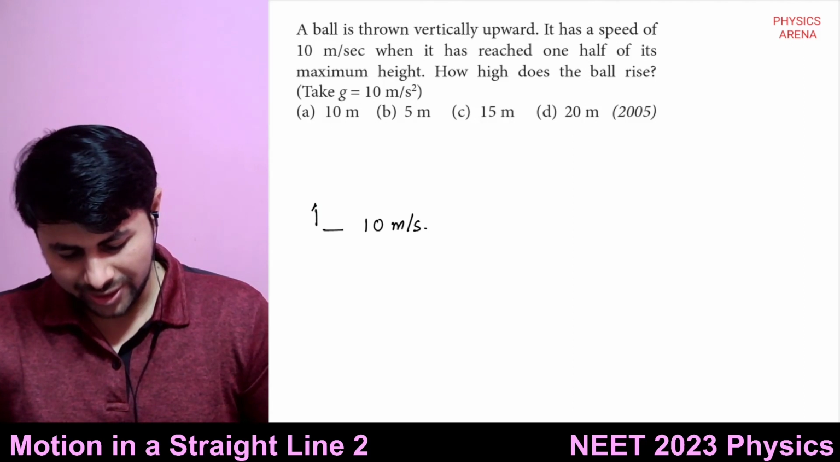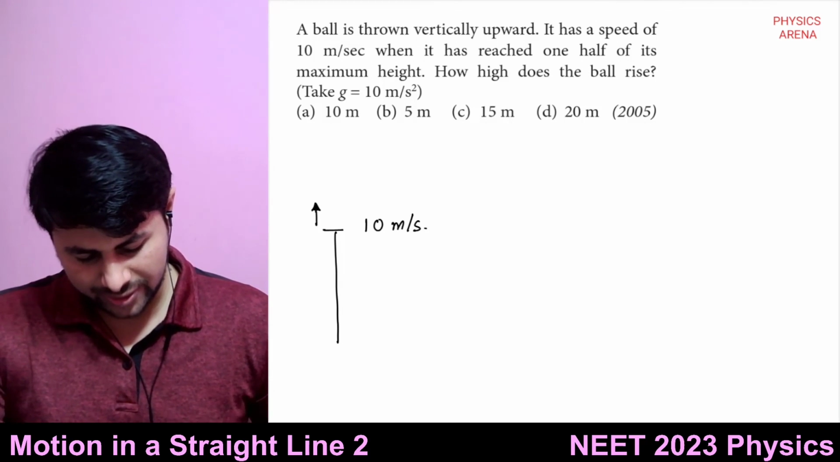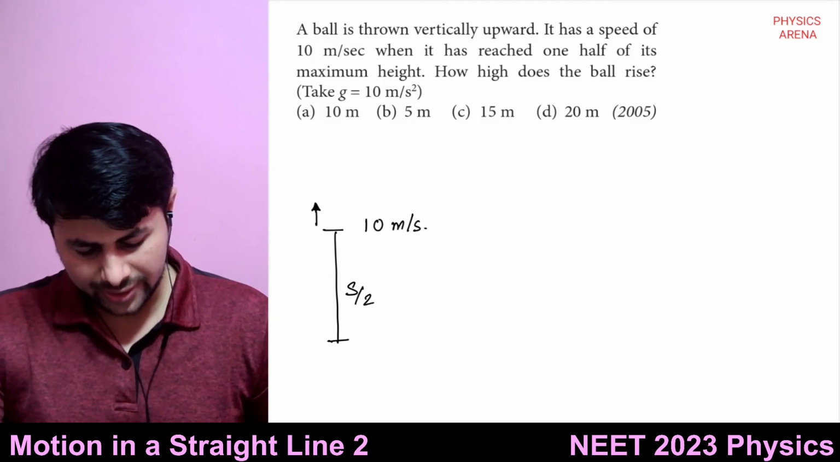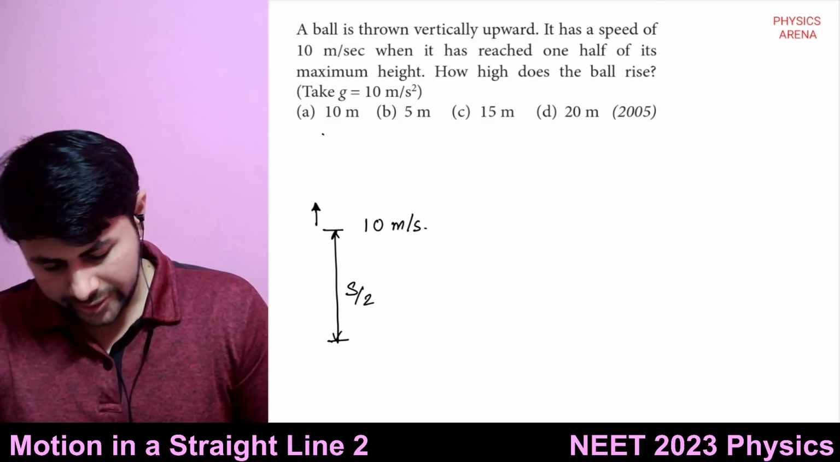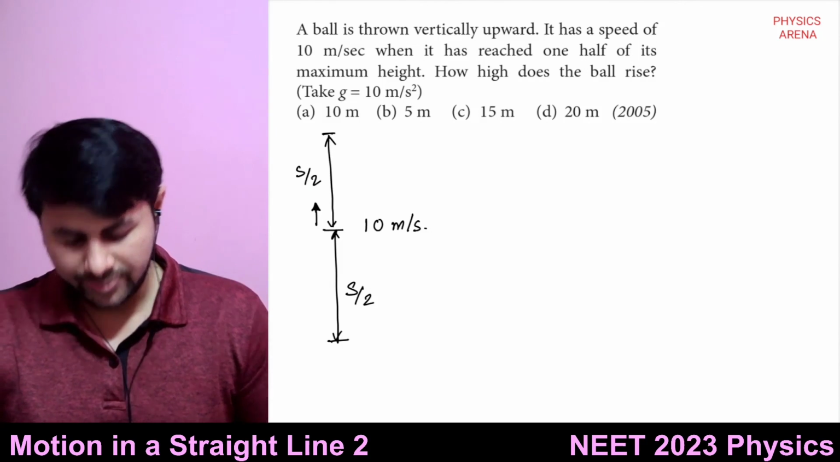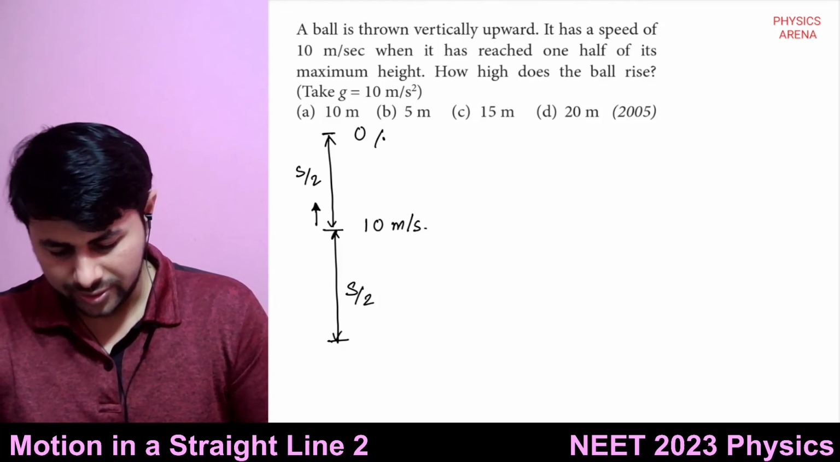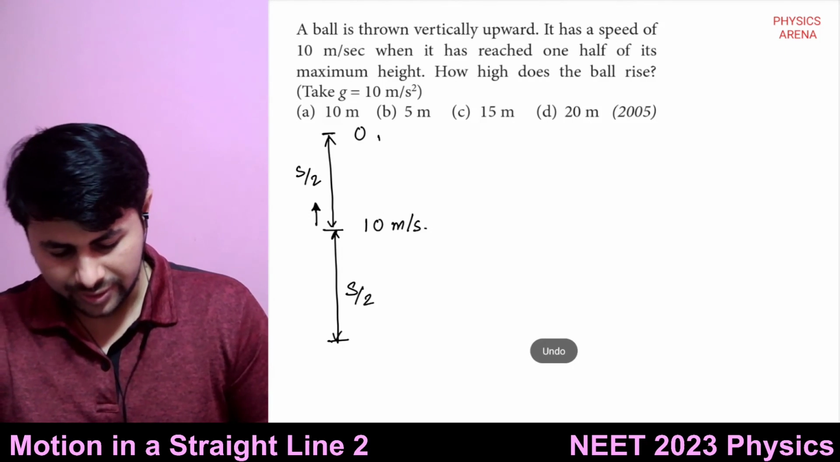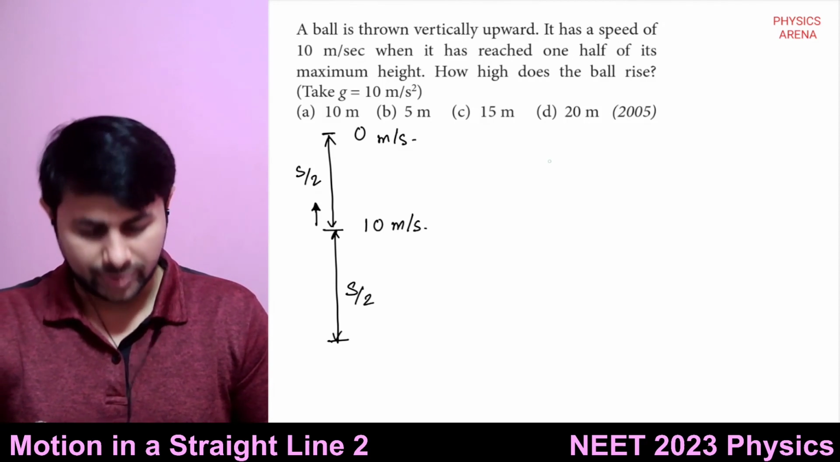So the ball reaches this height and it has got 10 meters per second speed. Okay, so the ball is still moving vertically upwards. So this much distance they are saying is s by 2. Okay, so the ball reaches some more distance, s by 2, and its speed becomes 0. Okay, 0 meters per second at that final height. And now we can use this formula.